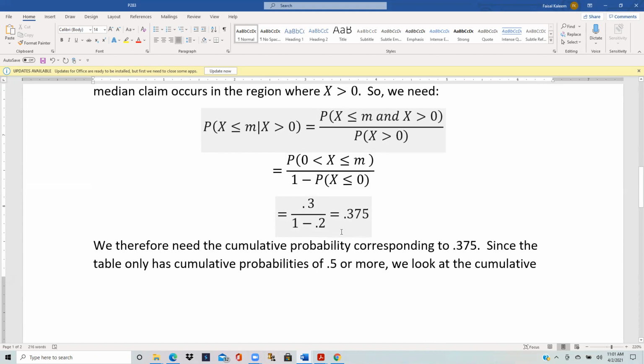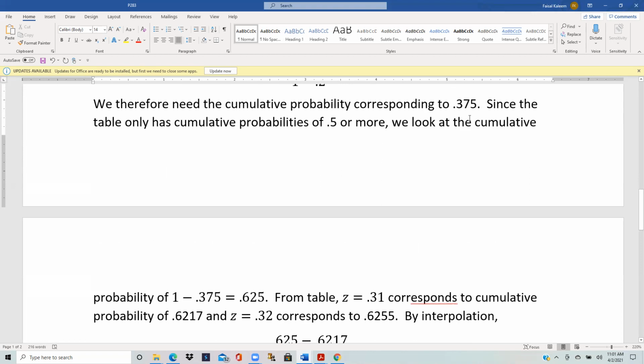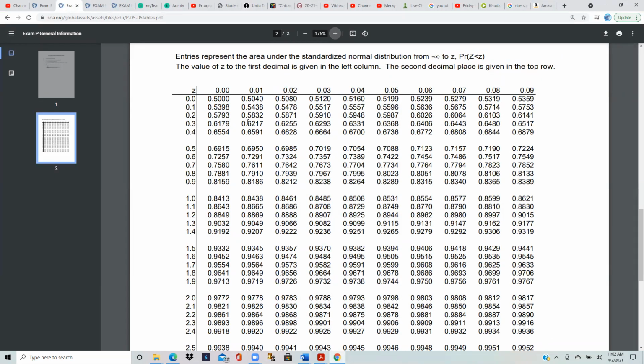And therefore what we need is the cumulative probability of 0.375 in the normal table. The normal table has only cumulative probabilities of 0.5 or more, and therefore we'll look at the complement of this and then use symmetry. So the complement of 0.375 is 0.625. Now if we look in the table, we don't quite find 0.625. We find 0.6217 and 0.6255. So 0.6217 corresponds to z equals 0.31, and 0.6255 corresponds to z equals 0.32.